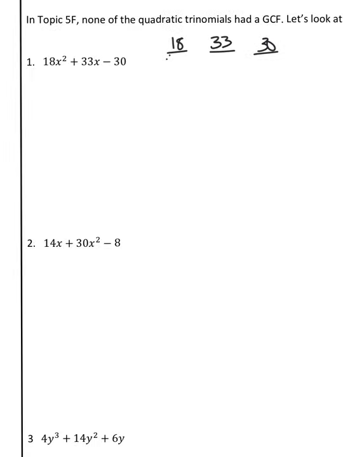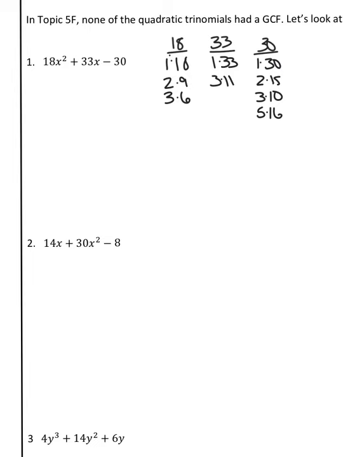I have 1 times 18, 2 times 9, 3 times 6. Those are the factors of 18. For 33, I have 1 times 33 and 3 times 11. And for 30, I have 1 times 30, 2 times 15, 3 times 10. 4 does not go into 30, and then I have 5 times 6. So these are the columns. If you needed to write these out to find a GCF, feel free to do that.